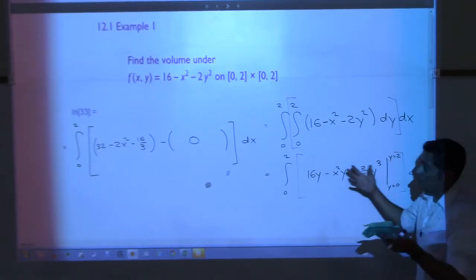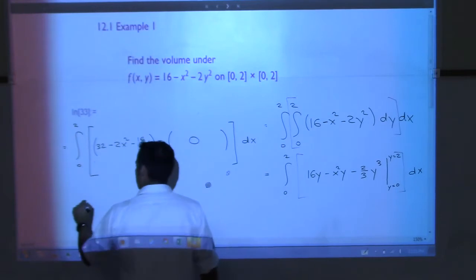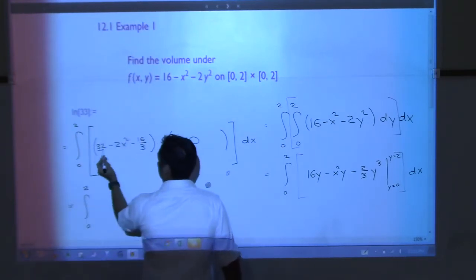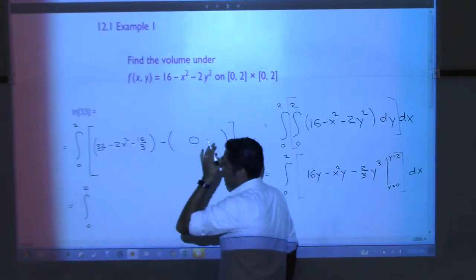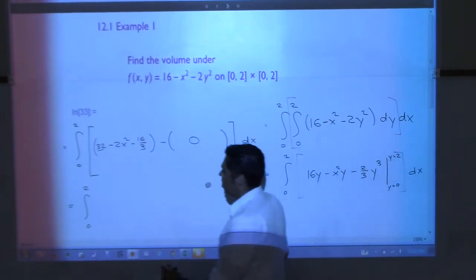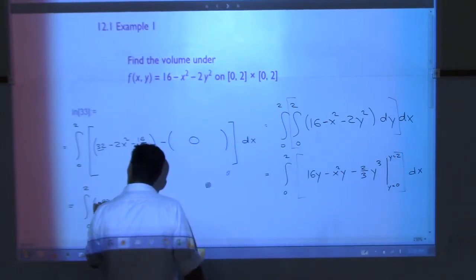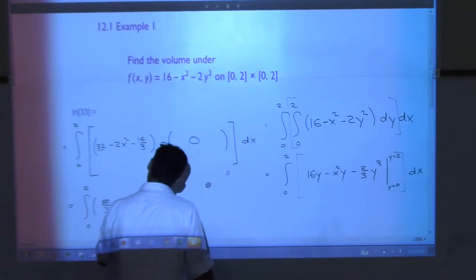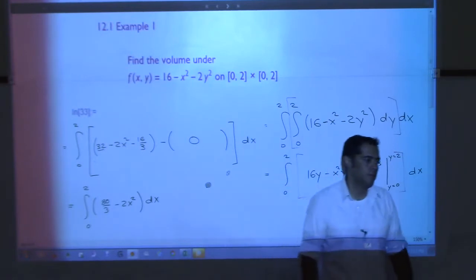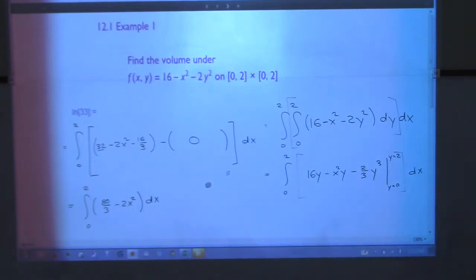So now I've simplified the inside. Let's simplify this inside. This is going to be integral 0 to 2. What's 32 minus 16/3? You get a common denominator there? 80/3? 80/3. So you got 80/3 minus 2x squared dx. Okay? Now you're back in Cal 2 or Cal 1. This is just a basic old integral now.